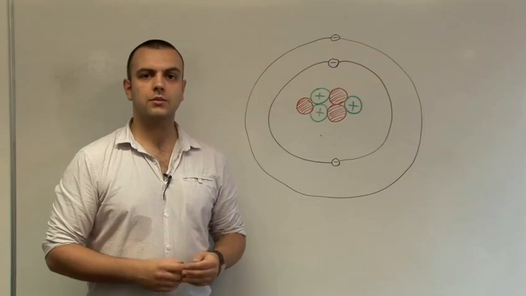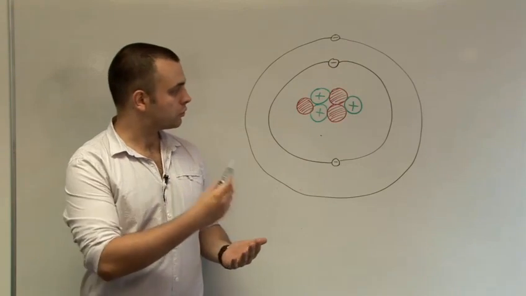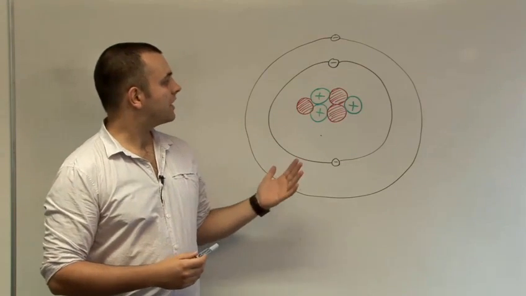This is how to find valence electrons in an atom. The atom consists of two main parts: a dense, heavy nucleus which sits in the centre, and electrons which orbit around it. Here we have an atom of lithium.